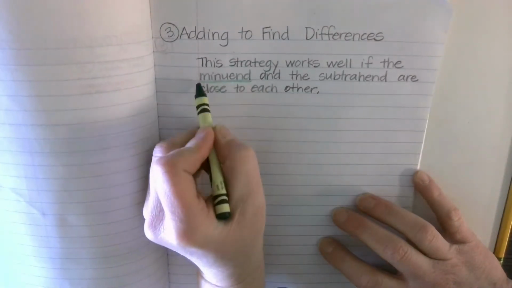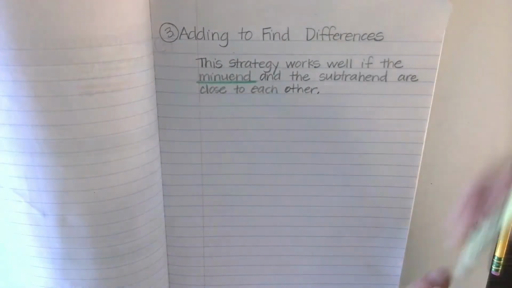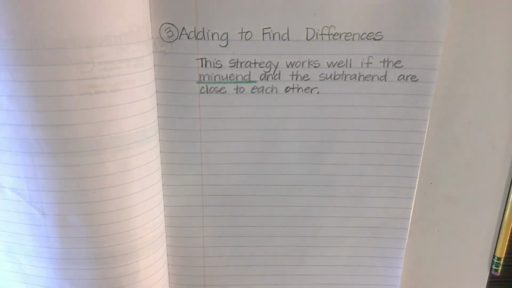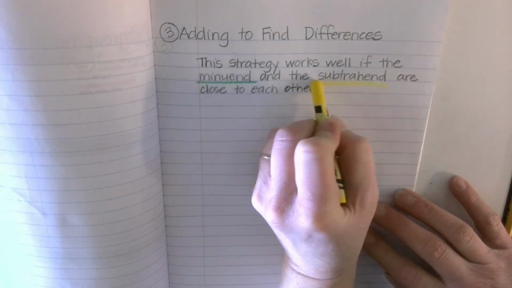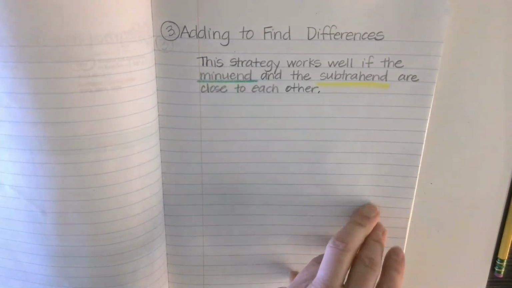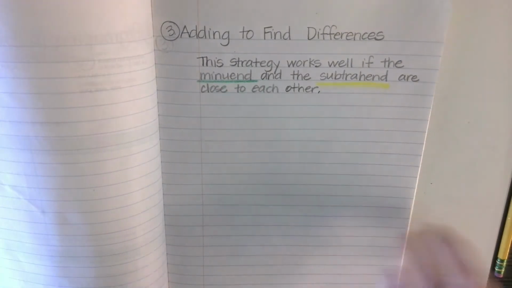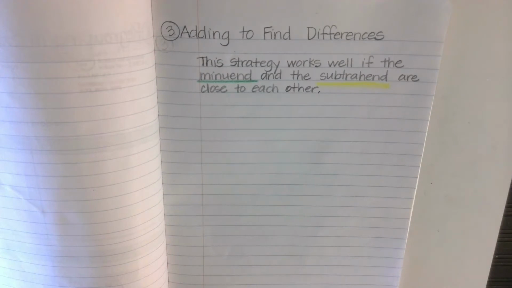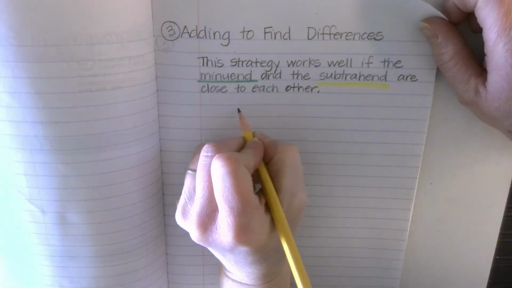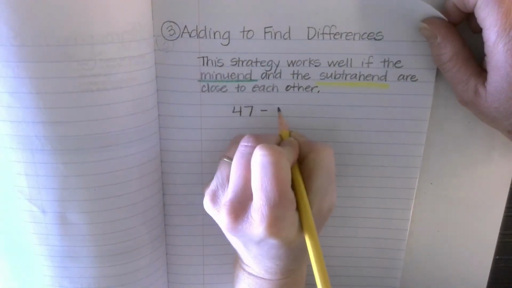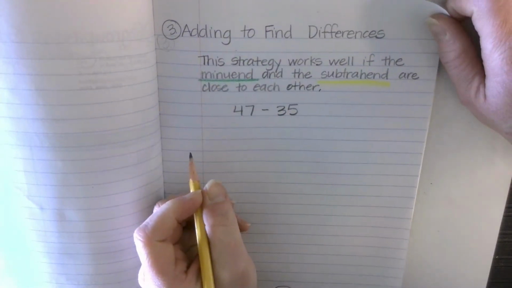I'm just going to underline lightly. I'm going to underline minuend in a little green. And I'm just going to underline subtrahend in a little yellow. And I'm going to give you an example. So if we look at, let's say, 47 subtract 35.